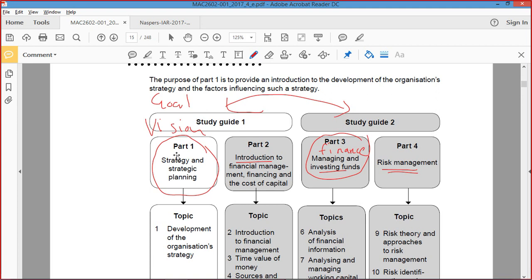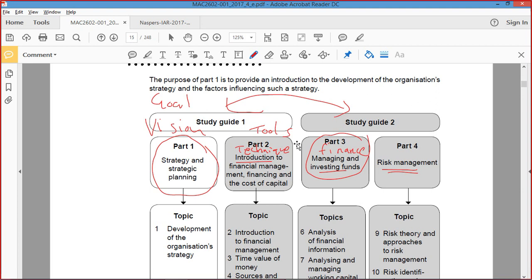Right, and then you've got part two, which is looking at more the, I like to call it tools, okay, or techniques. Okay, obviously tools and techniques is the how-to. Right, so how am I going to measure time value of money in terms of present value, future value, etc.